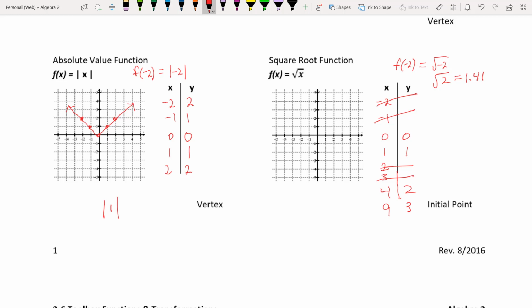Let's plot this guy. 0, 0, 1, 1, and 4, 2. There you go. Rolls right over to the side just like that. Piece of cake, right?